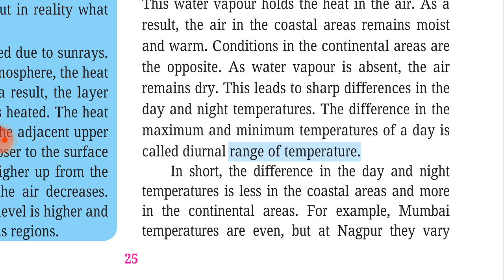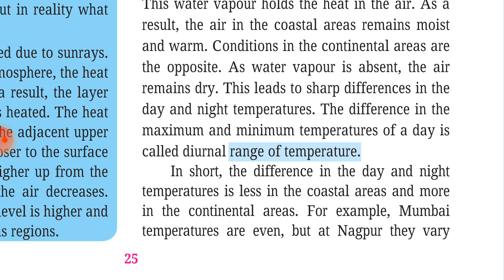So in short, the difference in the day and night temperature is less in the coastal area and more in the continental area. The difference between the temperature in daytime and the temperature in night time is lesser in the coastal area, but the difference in day and night temperature is larger in the continental area. All because of the amount of water vapor present in the atmosphere. That makes the difference between the coastal area conditions and the continental area conditions.